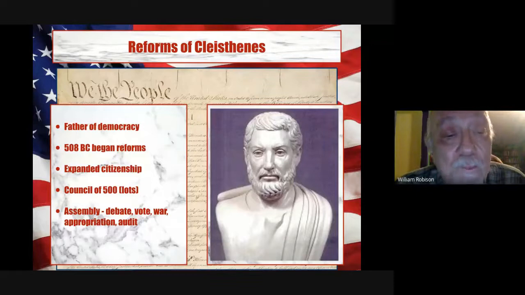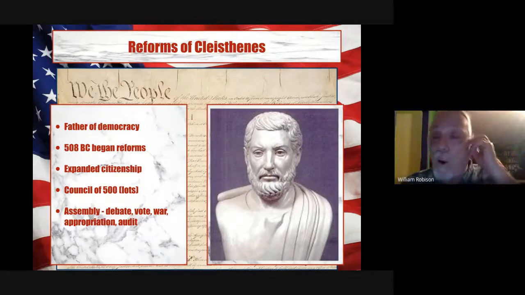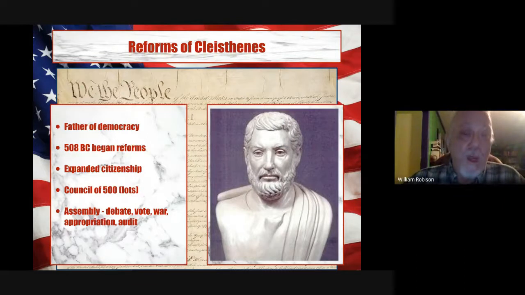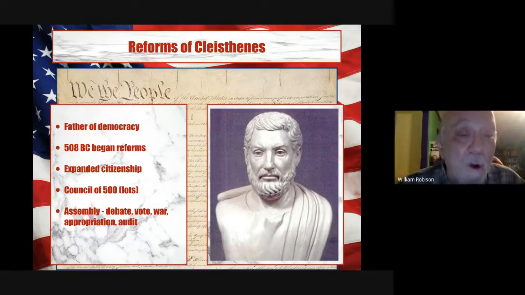By this point, the assembly, which literally included all of the male citizens of Athens, had gotten a lot more power. Now, they could do this. We couldn't very well get 350 million people together in one place to vote on anything. But the assembly was still small enough that this was literally possible. And so they debated. They voted on issues sent to them by the council. They had the power to declare war or not to declare war.